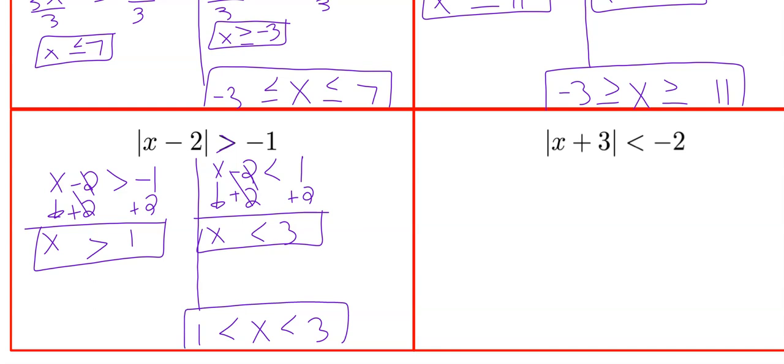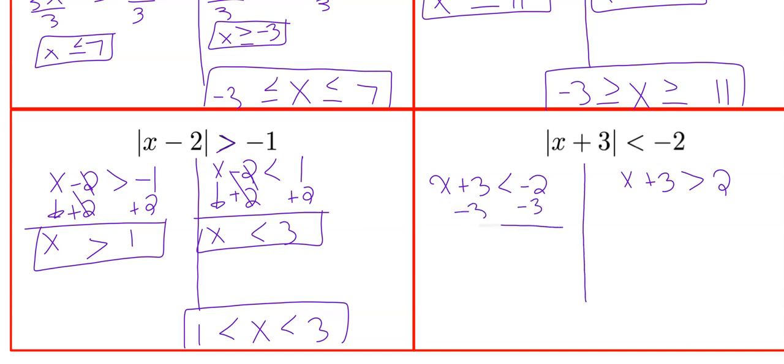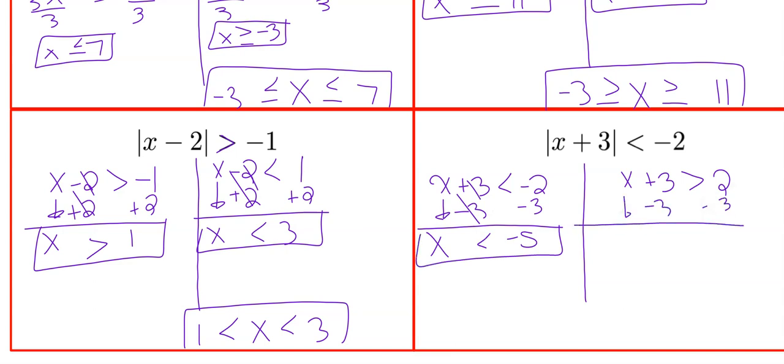All right, and our last example for the day. x plus 3 is less than -2, and x plus 3 is greater than +2. I would subtract 3 from both sides on the left over here. I get x is less than negative 2 minus 3 more is negative 5. Here I subtract 3 again on both sides. I get x is greater than 2 minus 3 is negative 1.